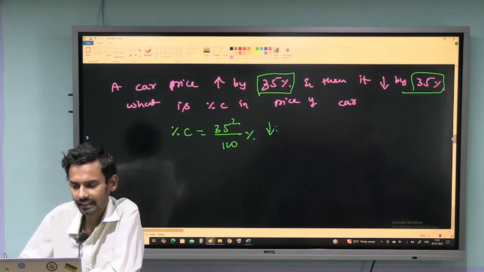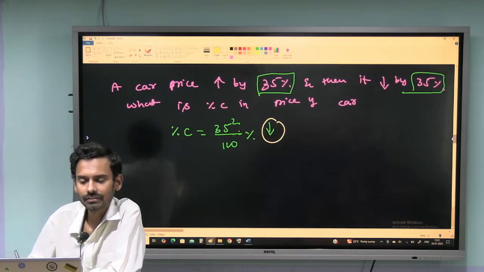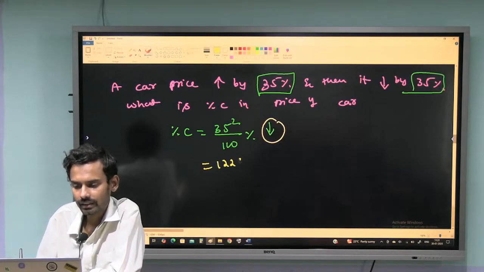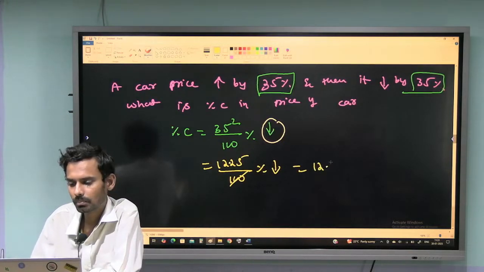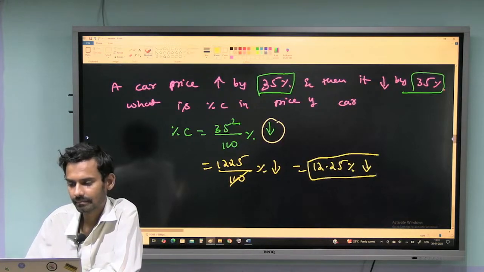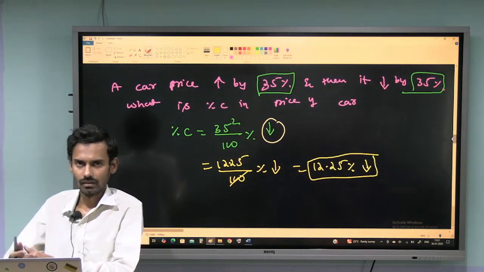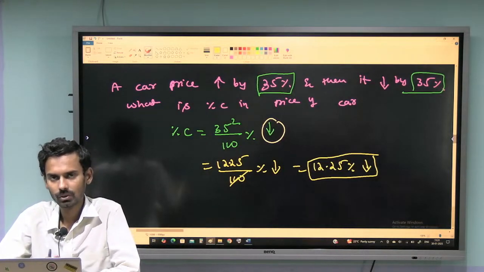And remember, it is always decrease. So 35 square will be 1225, so the answer is 1225 by 100 percent decrease, and 1225 divided by 100 you will be getting 12.25%, and the answer is always decrease. So this will be the answer. Hope the short trick is clear to all.